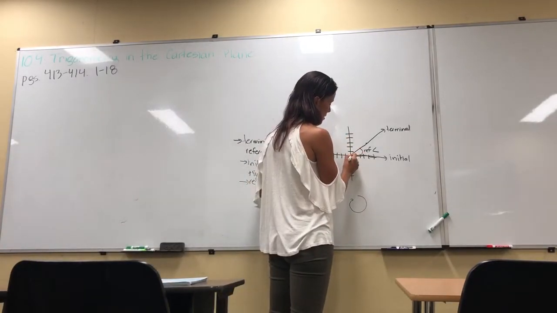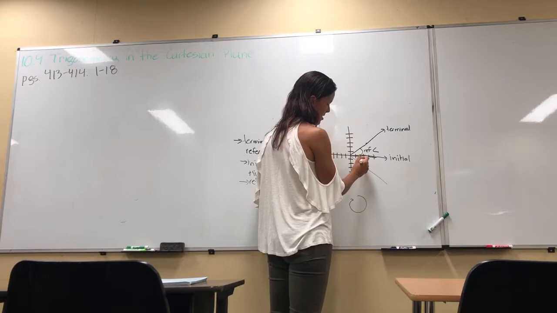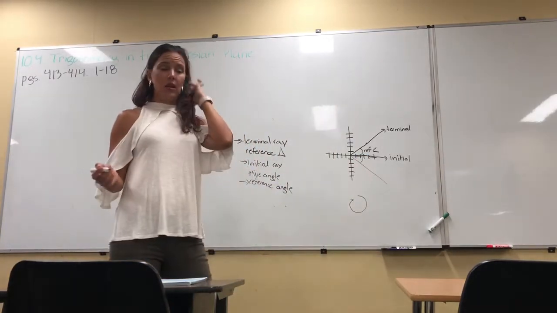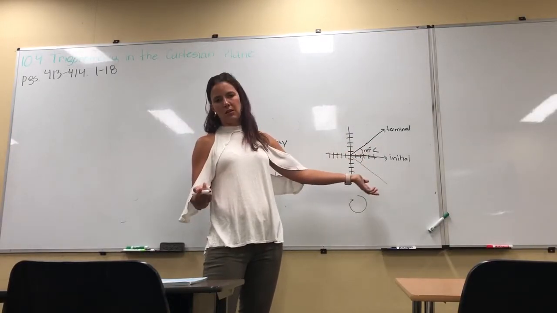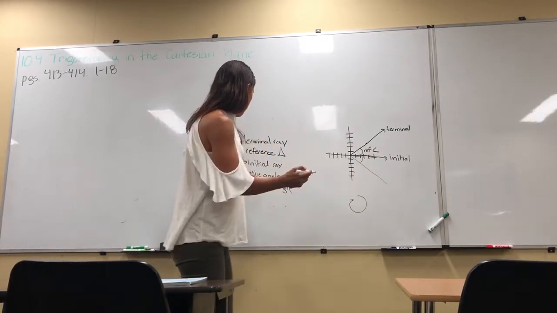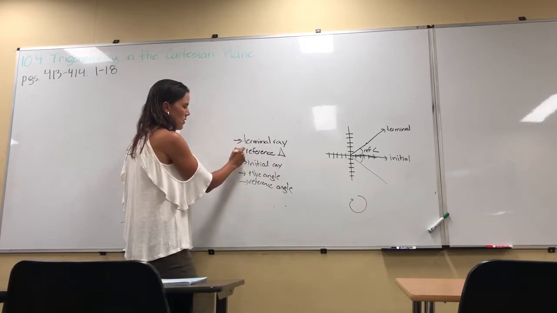Now, say your terminal ray is down here, and you just want to measure like that instead of having a huge angle, then it's just going to be negative. So say that's 45, it's going to be negative 45 degrees. That's that. And then our last term is reference triangle.